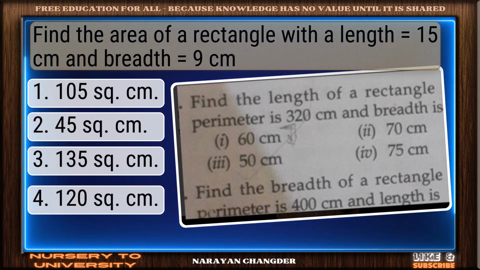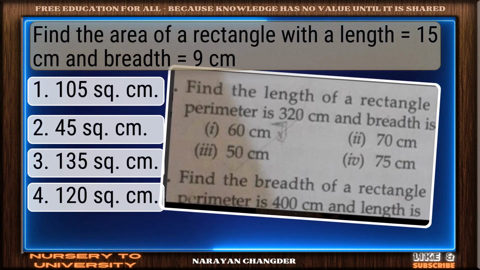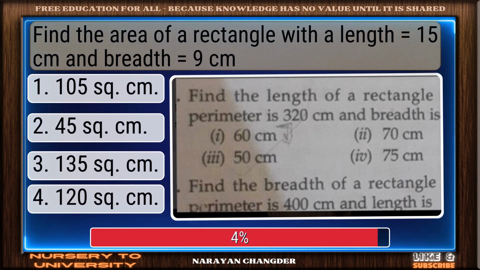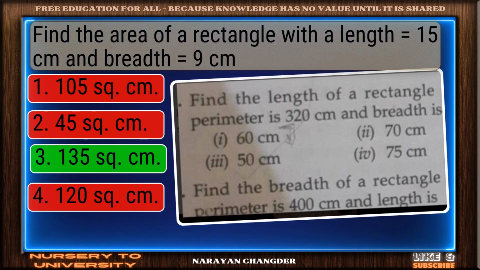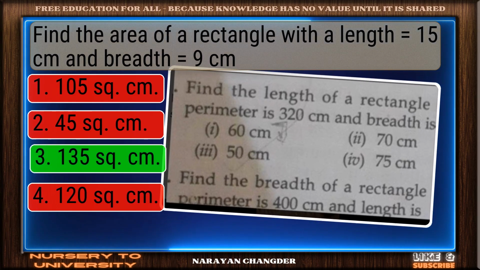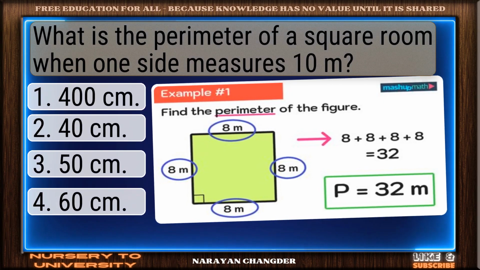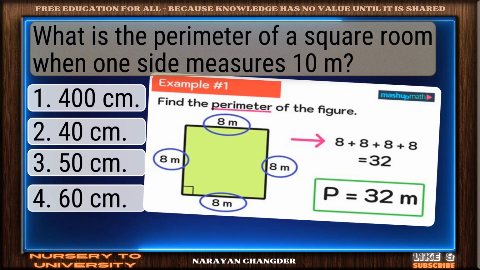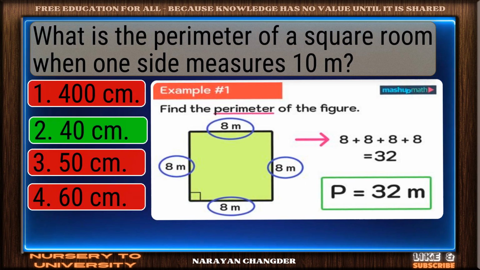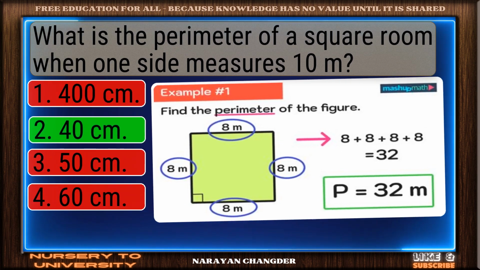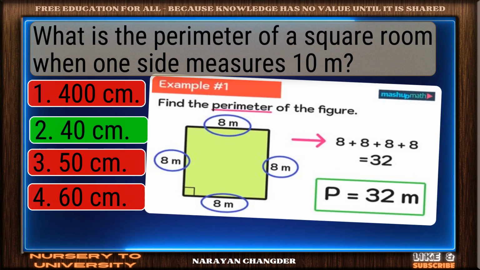Find the area of a rectangle with a length equal to 15 cm and breadth equal to 9 cm. Perfect. 135 square cm is the correct choice. What is the perimeter of a square room when one side measures 10 m? Nice selection. 40 m is the correct and valid answer.